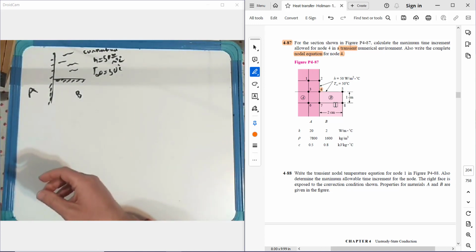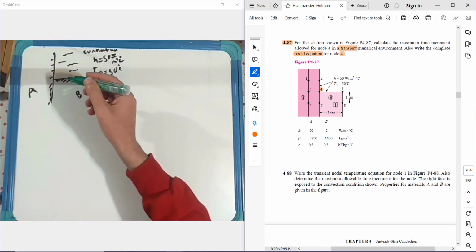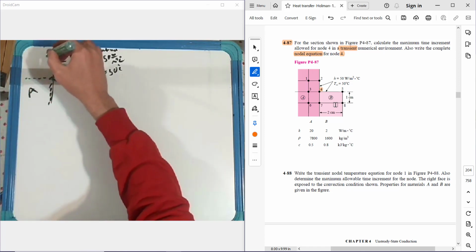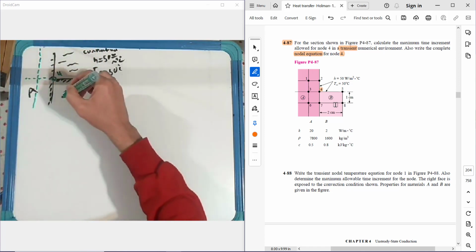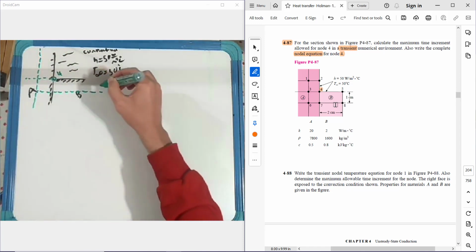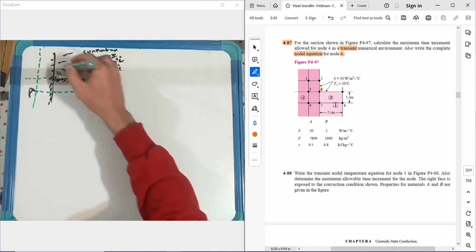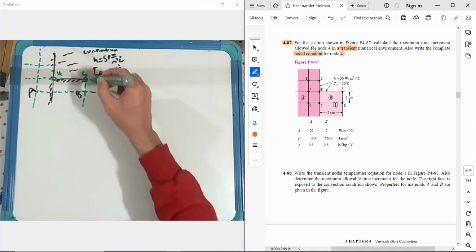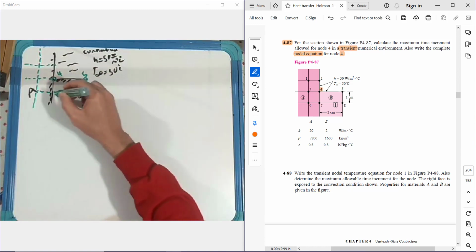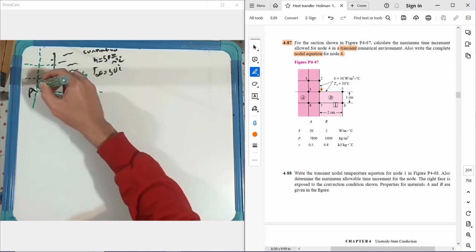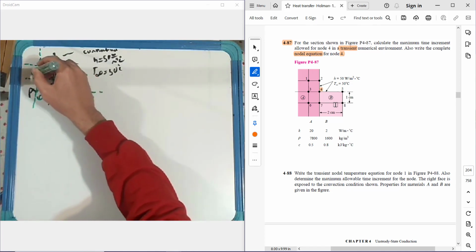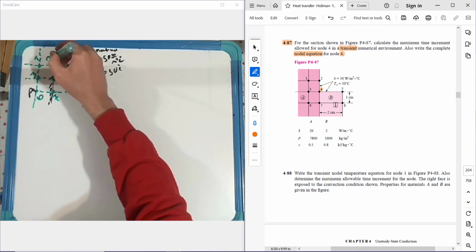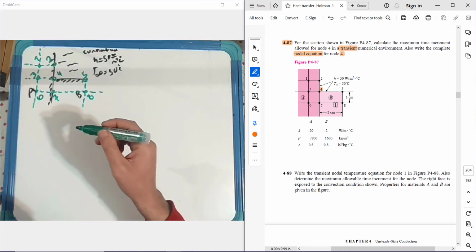Okay, this is point 4. This is number 5, this is number 8, this is 7, 6, 3, 1, and the last one, number 2.